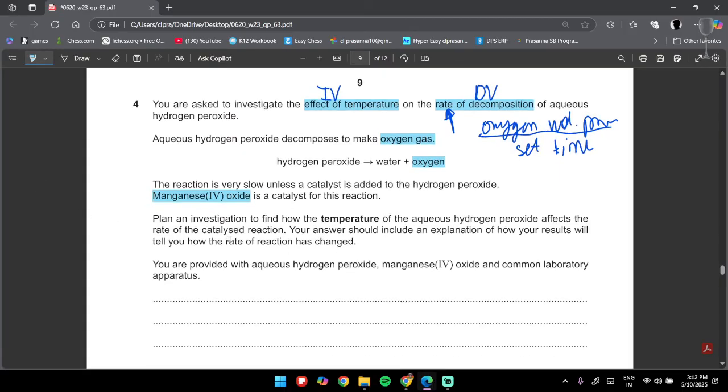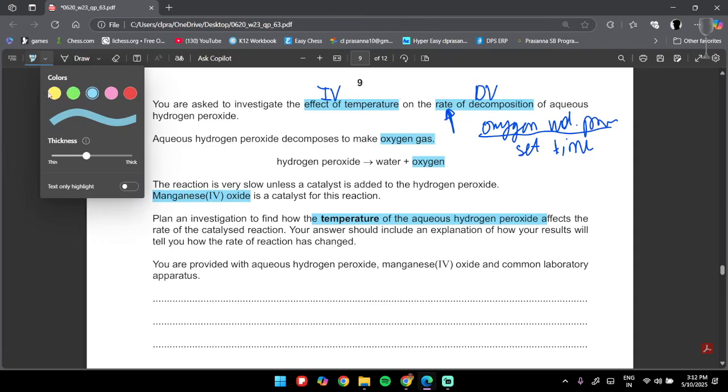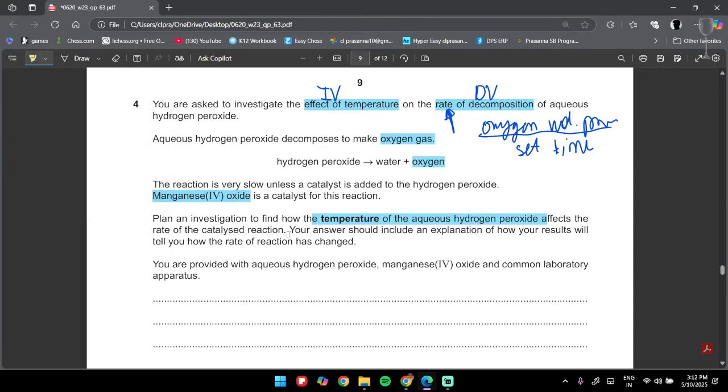Now, this is the main part. It's asking me to plan an investigation to find out how the temperature of the aqueous hydrogen peroxide affects the rate of the catalyzed reaction. This is also very important, because it will tell you what your conclusion will be about. Your answer should include an explanation of how your results will tell you how the rate of reaction has changed. You're provided with this, and common laboratory apparatus.